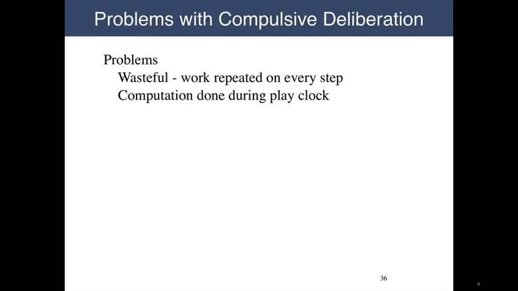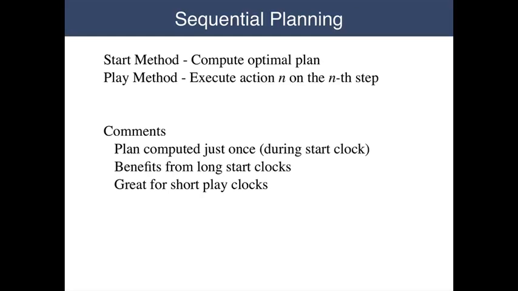Compulsive deliberation is wasteful in that its computations are repeated unnecessarily. Once a player is able to find a path to a terminal state with maximal reward, it should not have to repeat that computation on every step. Sequential planning, which we're going to be seeing in this lesson, is the antithesis of compulsive deliberation, in which no work is repeated. Once a sequential planner finds a good path, it simply saves the sequence of actions along that path and then executes those actions step by step until the game is done without any further deliberation.